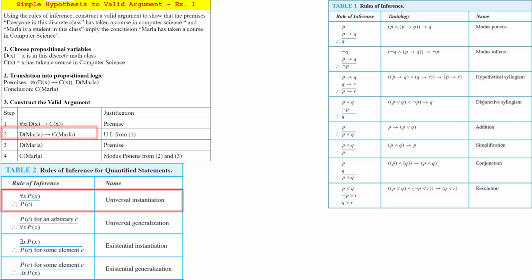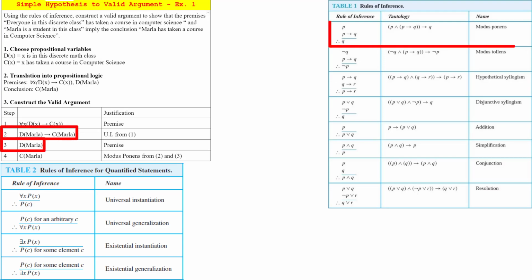So now we've linked our two components together. Let's make sure the first part, D of Marla, is true, and well, frankly, we have that from one of our premises already. So we've got the first part done. Now I've got to worry about the second part, and make sure that that's true.